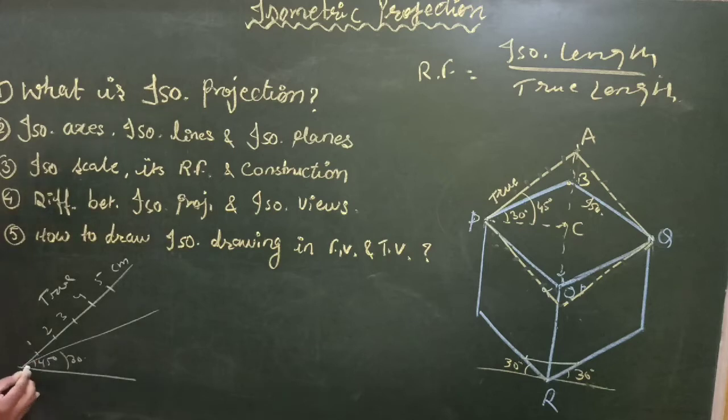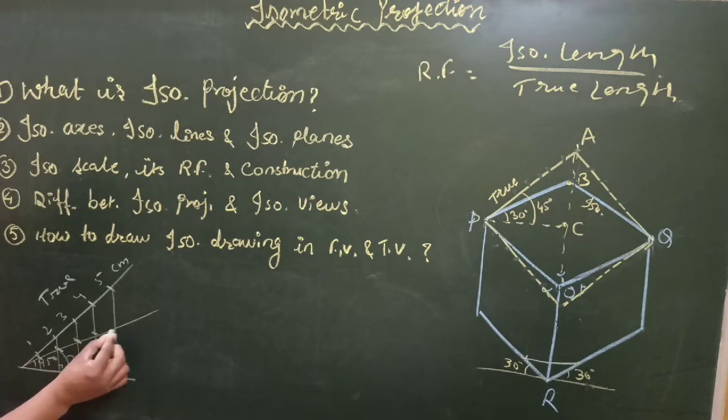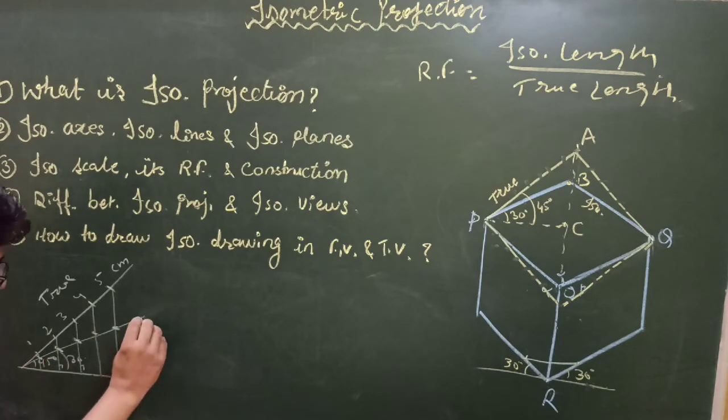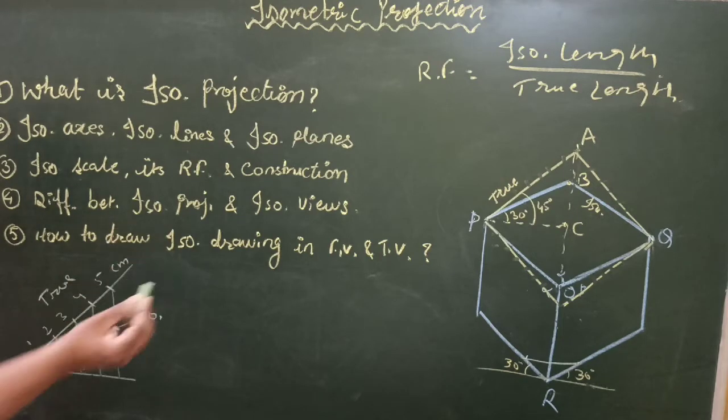Then drop these lengths vertically downward like this, meaning these lines are perpendicular to the horizontal line. From all these points you drop lines which intersect the line of 30 degrees at some points, and these are the isometric distances for the respective points. Say for 2 centimeters, you have to take this much distance from this line.